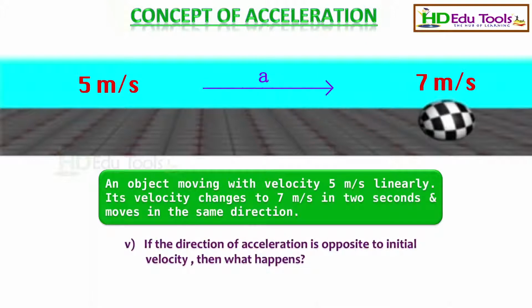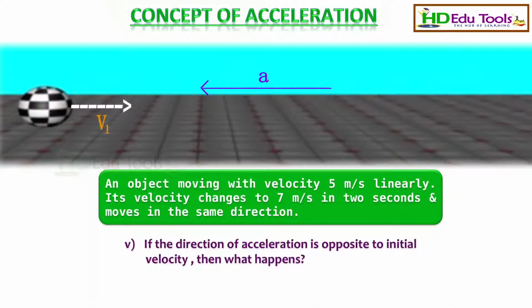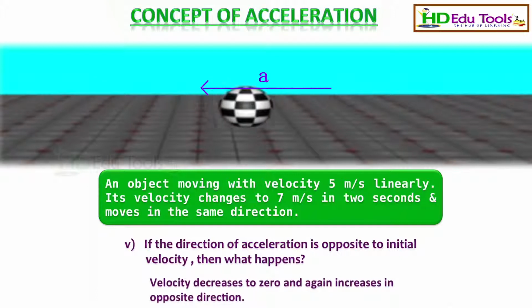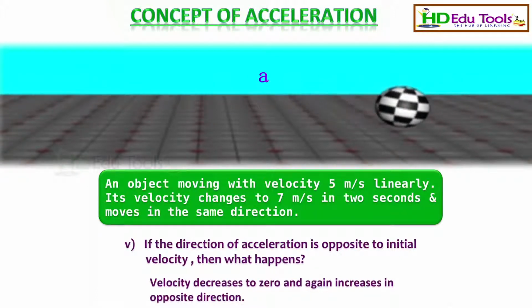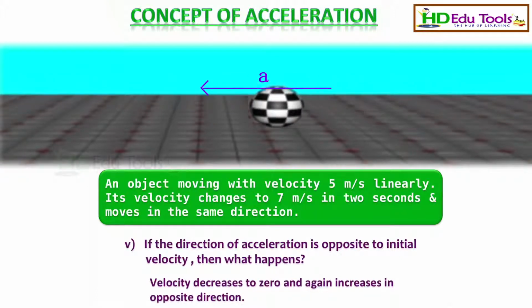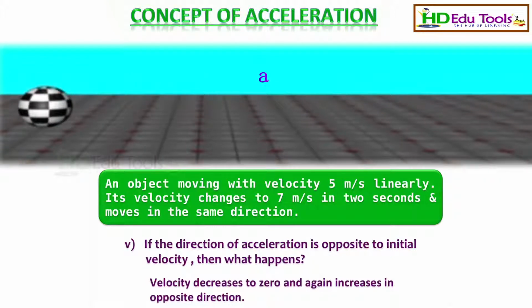If the direction of acceleration is opposite to the initial velocity, then what happens? If the acceleration is opposite to initial motion, then what happens? Opposite to this means acceleration is negative. The velocity will decrease. It decreases to zero. Again, in this direction, acceleration is acting, and velocity increases in the opposite direction.